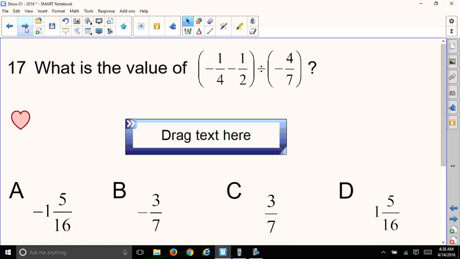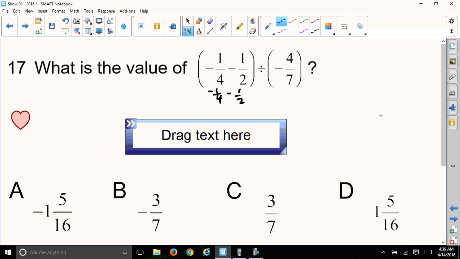Here's our next question. What is the value of, in parenthesis, negative 1/4 minus 1/2 divided by negative 4/7? All right. We got 2 parts to deal with. I remember when we're dealing with this kind of thing, we should work inside the parenthesis. So I got a negative 1/4. So I'm going to do my shortcut, negative 1/4, and I'm a minus 1/2.